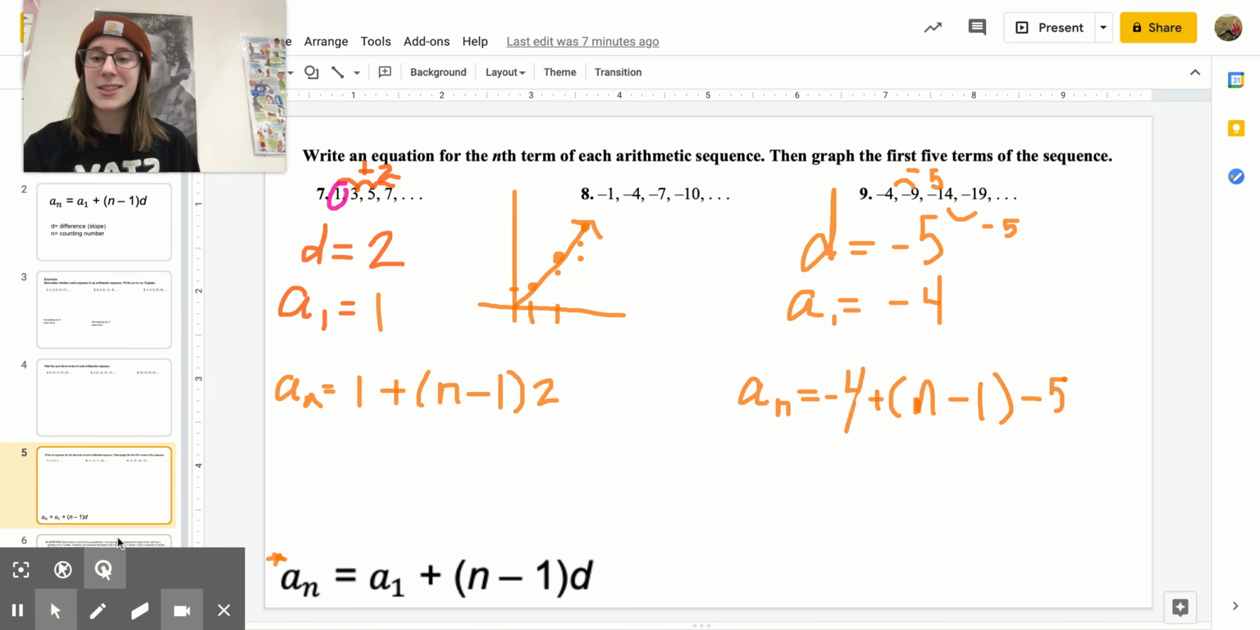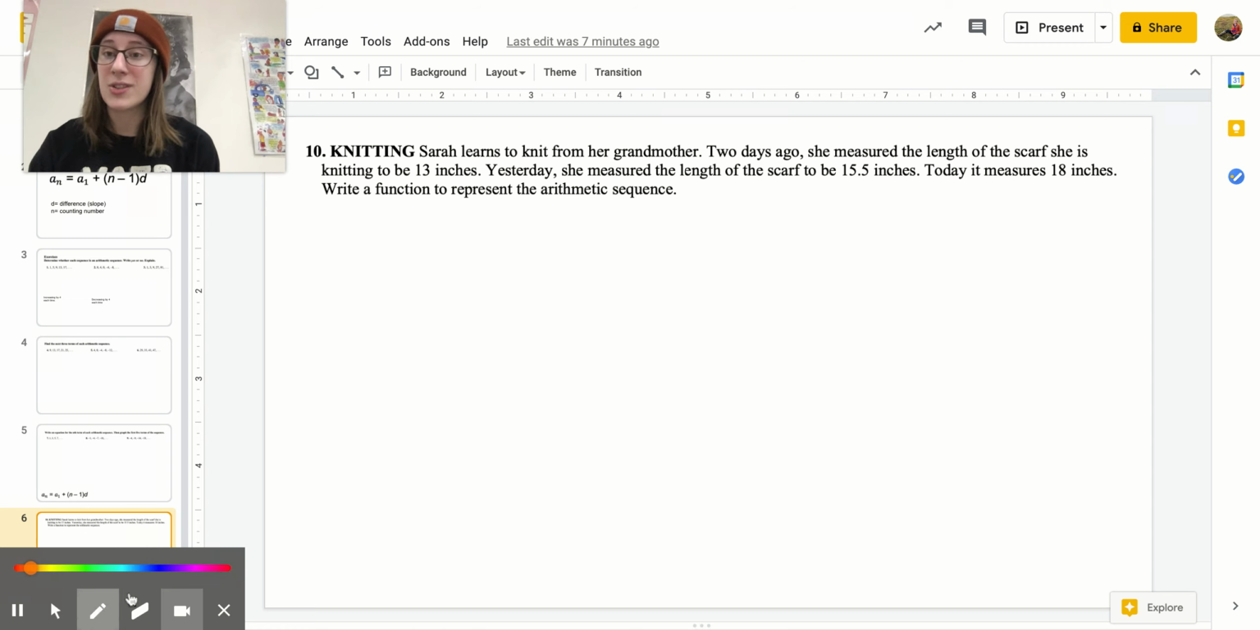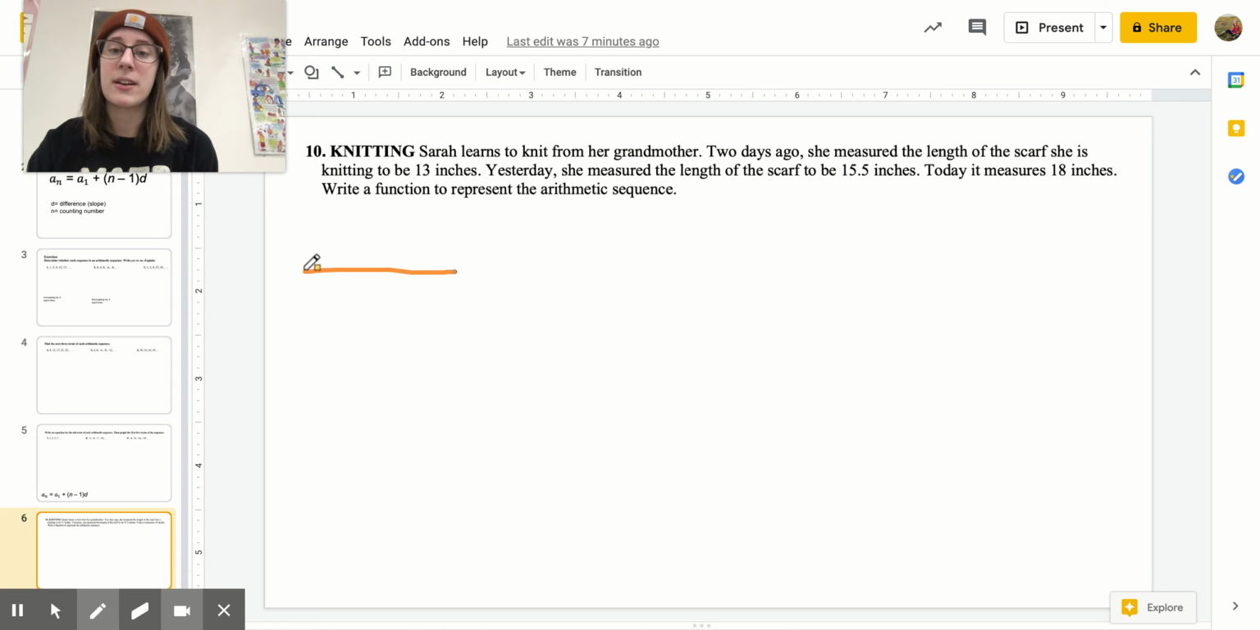The last type of problem you'll get is a story problem, which I like because it makes sense in everyday life. So Sarah is learning to knit. She measured the length of the scarf she's knitting to be 13 inches. Whenever I get a word problem, a lot of times I will just draw a picture. I have not looked at this problem yet, so I am brainstorming it with you guys. So it is 13 inches. Yesterday, she measured it, and it was 15.5 inches.